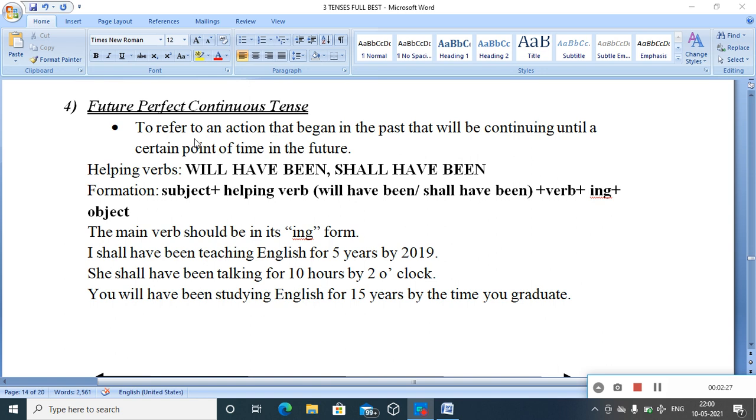With this, we can understand that in any perfect continuous tense, whether present, past or future, all three types of perfect continuous tense, the actions have the starting point in the past itself. If it is a present perfect continuous action, it started at a definite point of time in the past, but continues in the present.